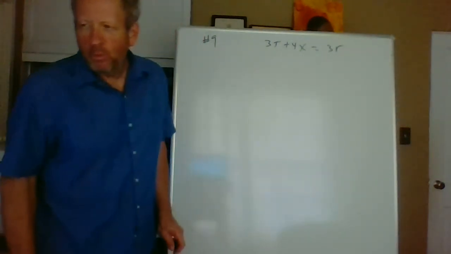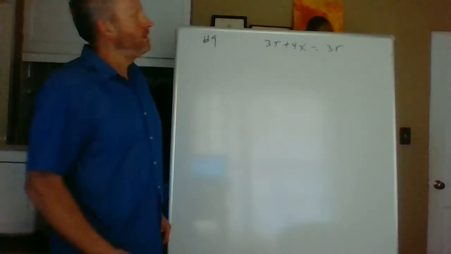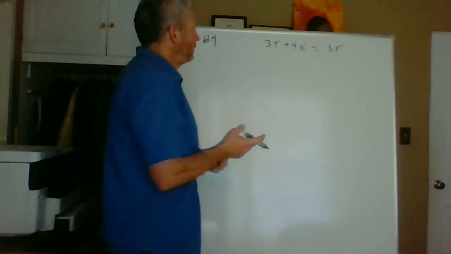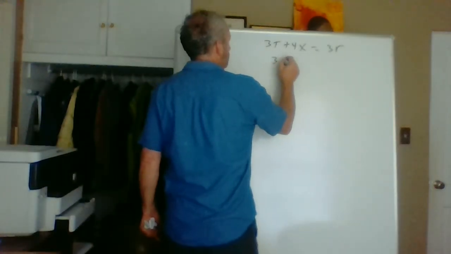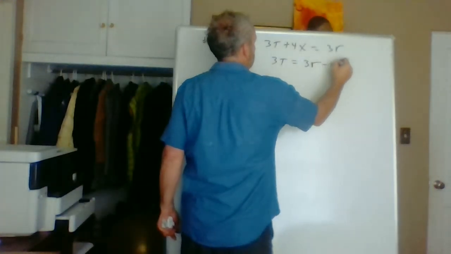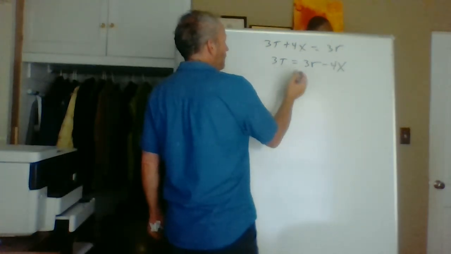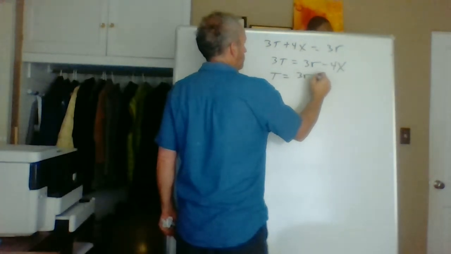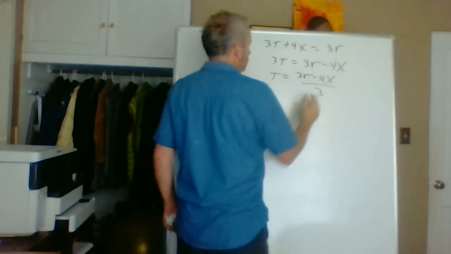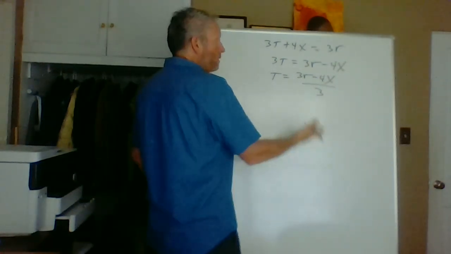And the instructions were solve for t. Solve, we're going to get t by itself. Let's subtract 4x from both sides. Barking dog in the background. Divide both sides by 3. Done. There's other ways you can write this.